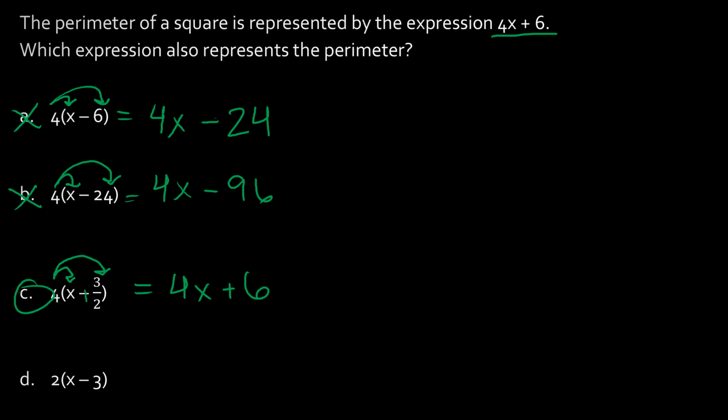So on this problem here, we were just going backwards, or opposite of what we did in the last problem. We were distributing all of our answer choices to see which one gave us the final expression that was given to us in our problem.